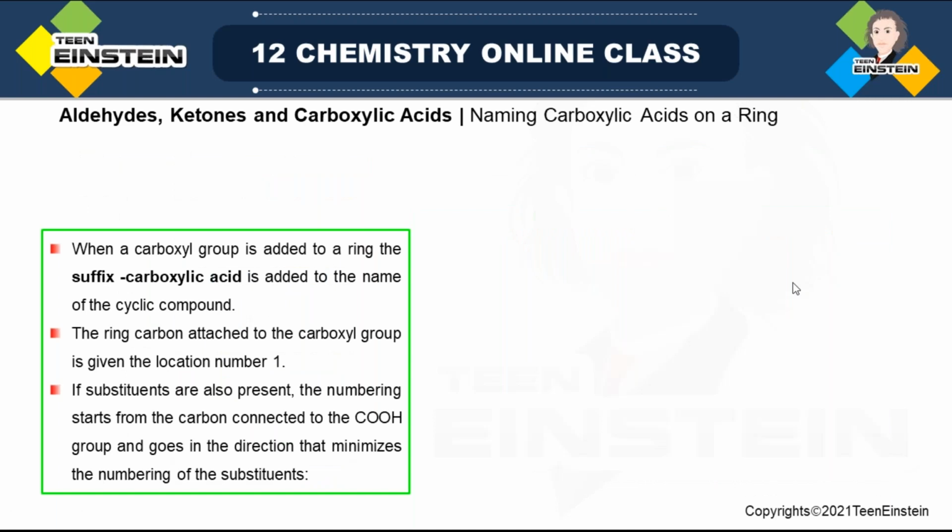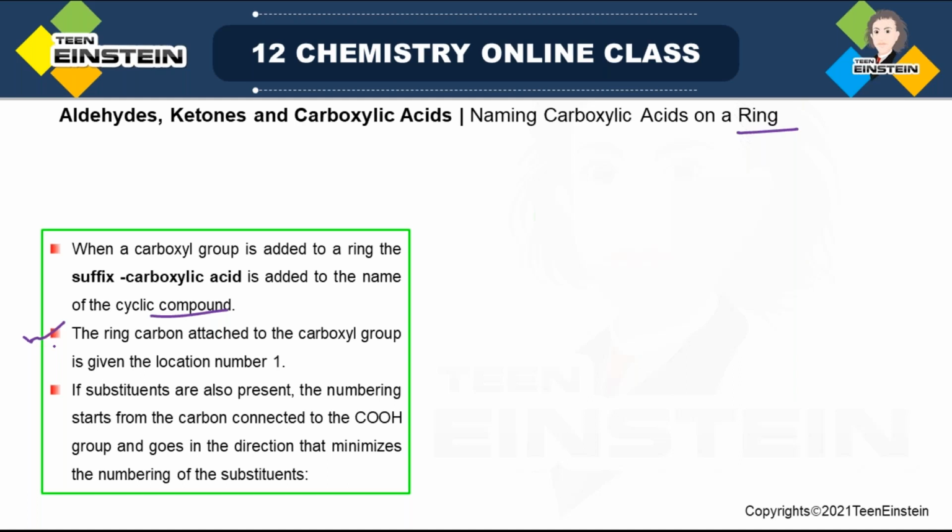Naming carboxylic acids when the group is present on a ring, that means a cyclic structure. When a carboxyl group is added to a ring, the suffix carboxylic acid is added to the name of the cyclic compound. The ring carbon attached to the carboxyl group is given the location number 1. This is a very important point. When it is an open structure, what have you seen? You have started the numbering from that carbon, which is the carbon of CO2H.